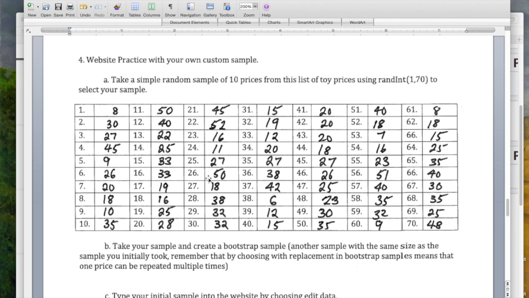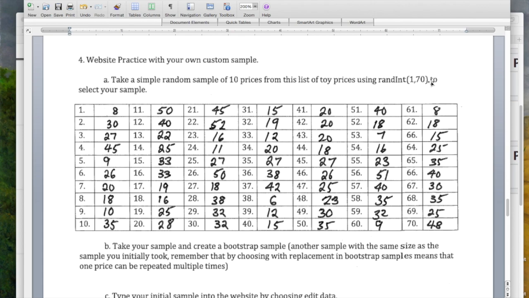So what do we have? We've got a toy store that has 70 different toys. I could have made it 700 toys at the store, but I just picked 70 toys. Maybe they're Lego sets, or it's just a random toy store that has 70 different toys for sale. It says take a simple random sample from these 10 prices below. So using the random integer command 1 through 70. This is just once again reinforcing the information from the last video.